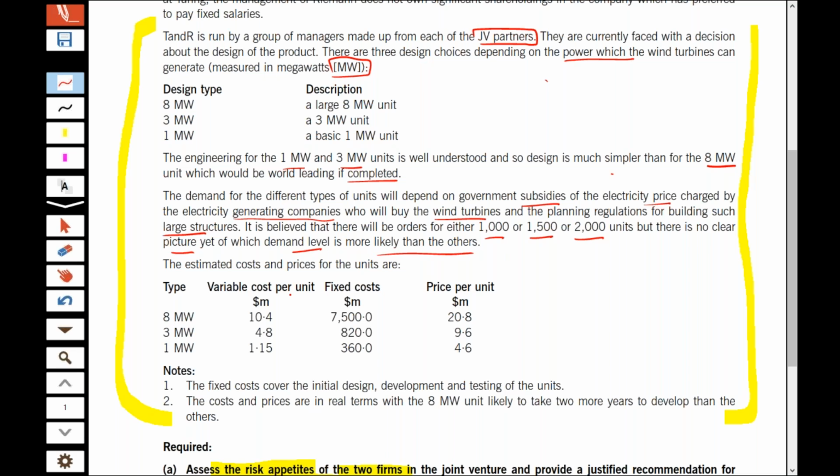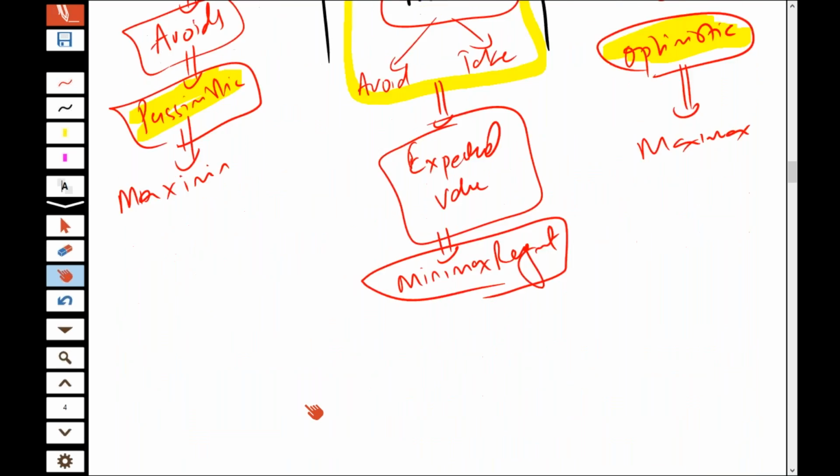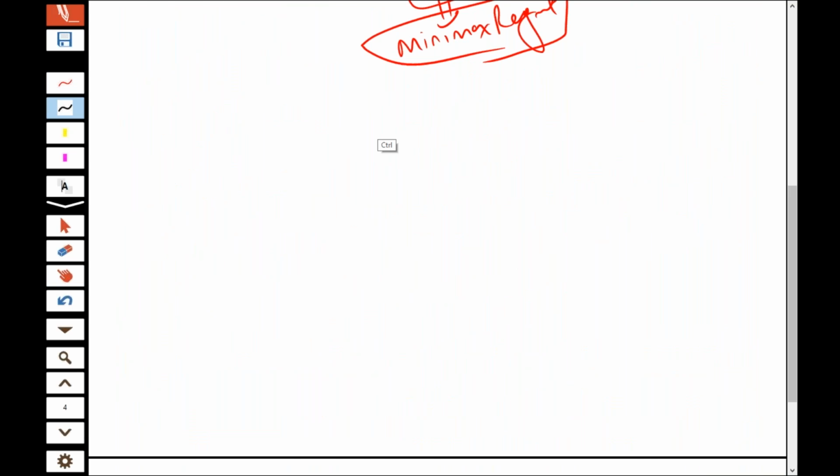We have been given the estimated cost, and the prices for the units are as follows. Variable cost per unit is given, the fixed cost is here. Price per unit, so and so. It says the fixed cost covers the initial design, development and testing of the units. Cost and prices are in real terms with the 8 megawatt unit likely to take 2 more years to develop than the others. What you need to do is develop a payoff matrix. Now, what is that payoff matrix going to be?